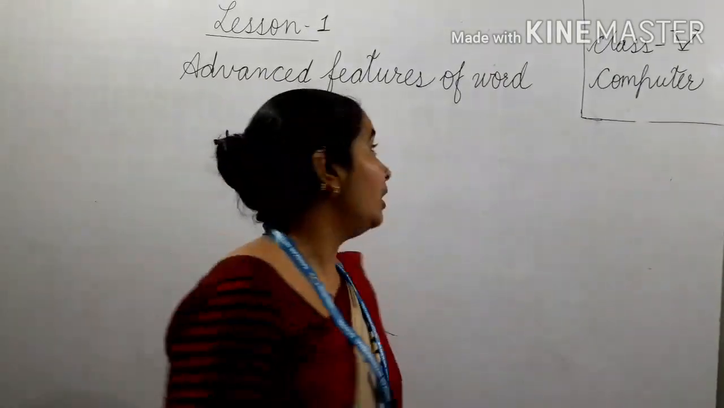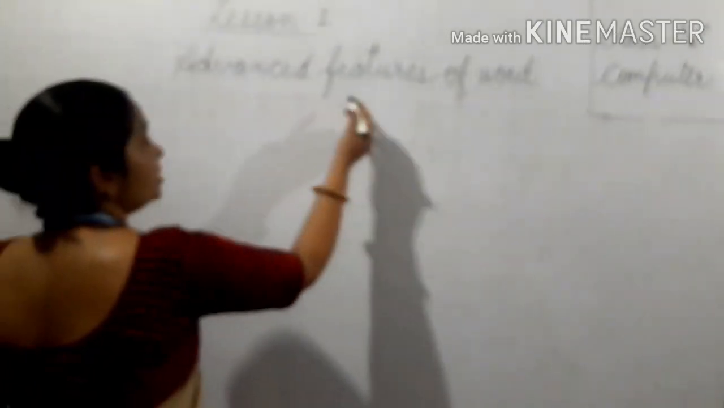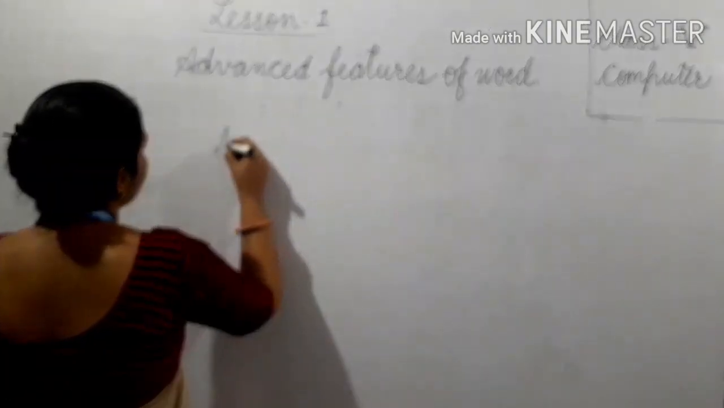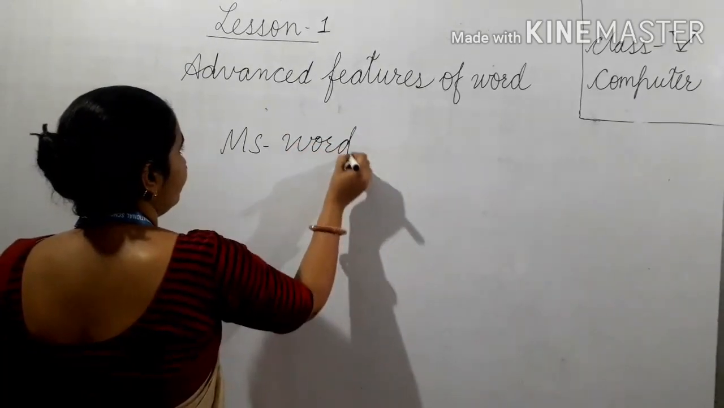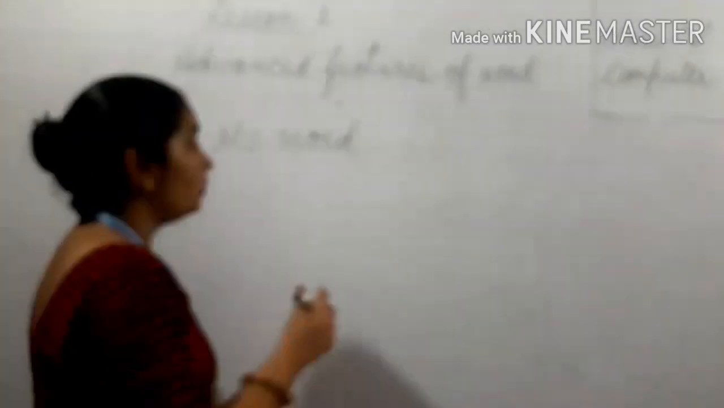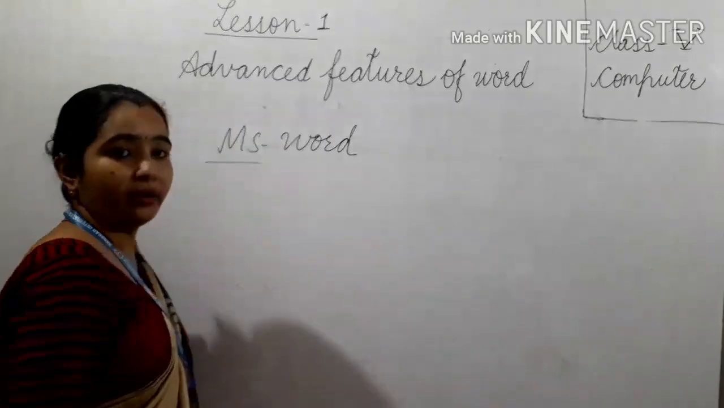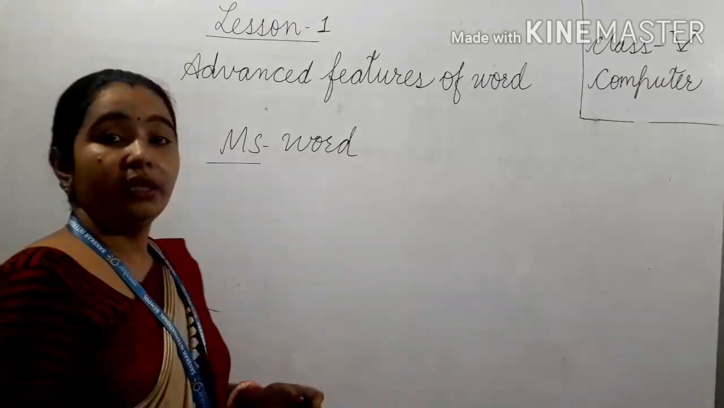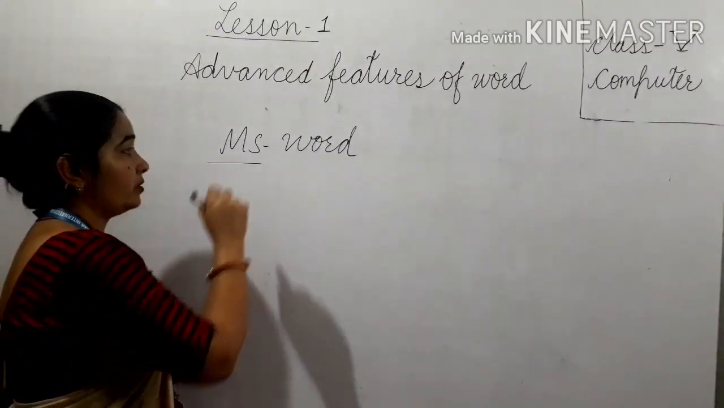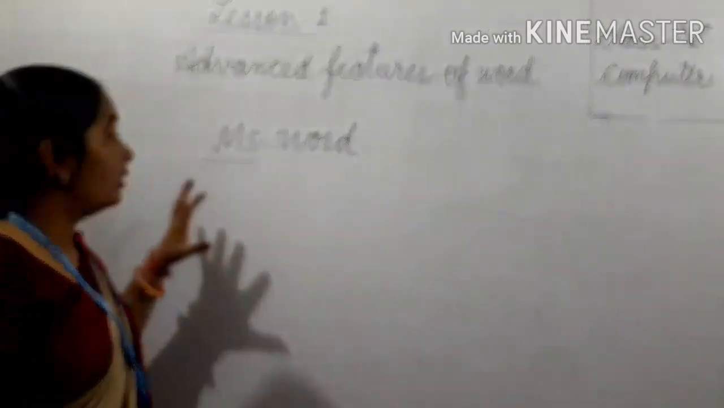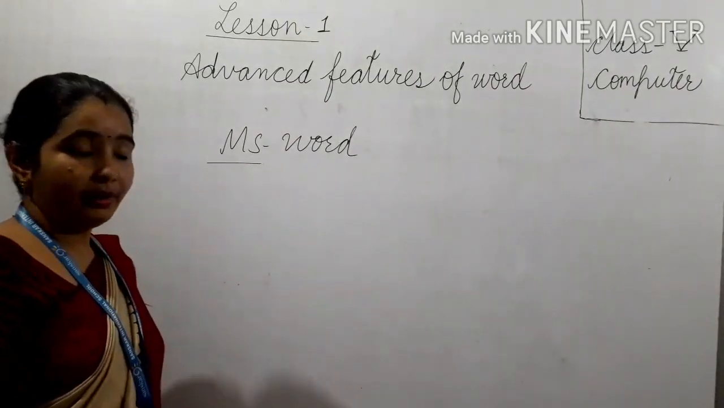Today we will talk about advanced features of Word. Word means MS Word. It is an application of Microsoft company. MS stands for Microsoft. Word is the application of Microsoft company.